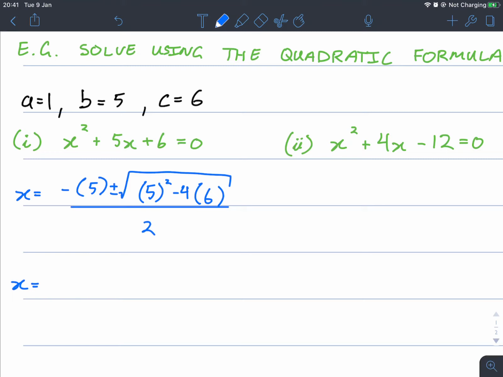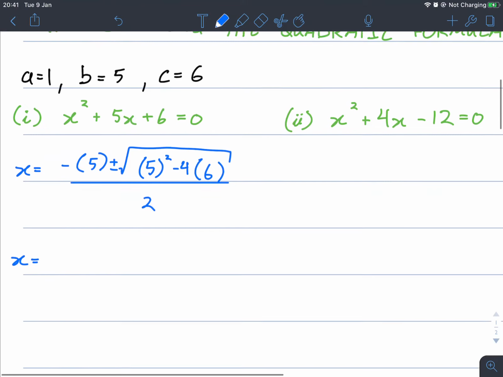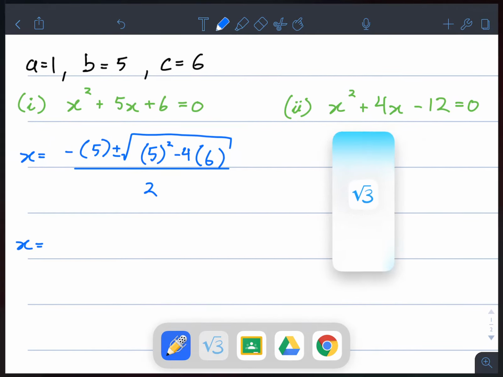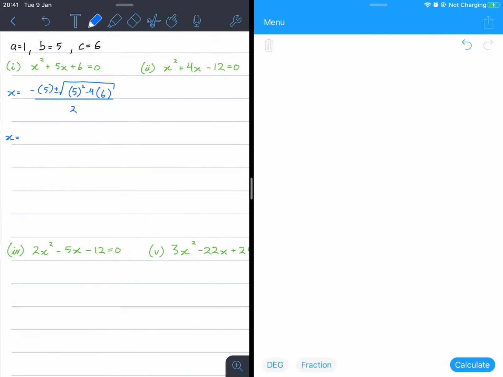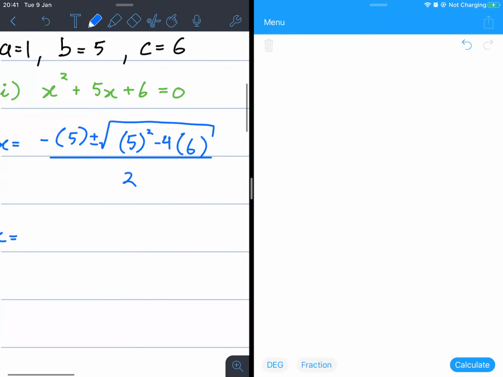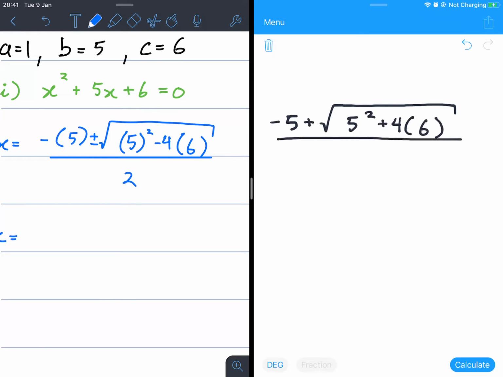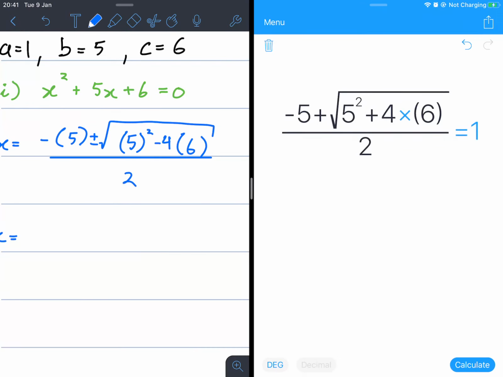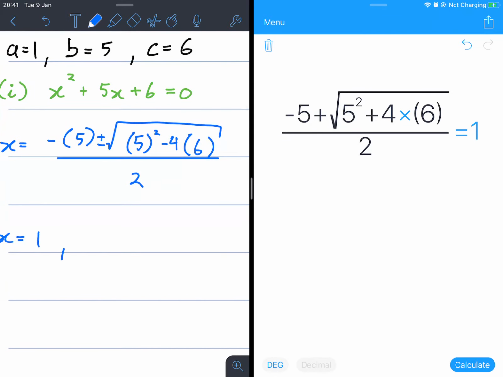Now at this point, I'll demonstrate to you how to just use the calculator for this one. We're now going to get two solutions here. It's going to be negative 5 plus the square root of 5 squared minus 4 times 6, all over 2. So I'm only taking the positive for this one. Okay, gives me x equals negative 2.